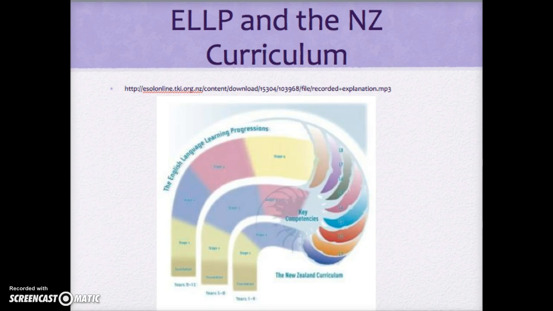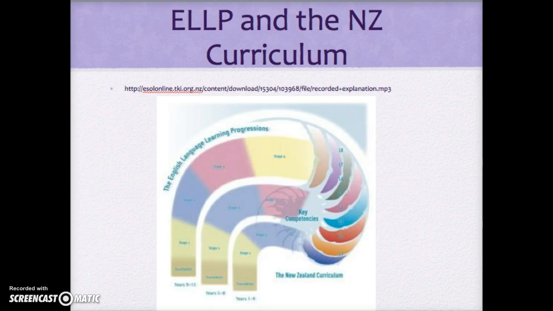Look at the bottom left-hand side of the diagram. You will see the stages of the English language learning progressions for different year band levels. That is, years 9 to 13, years 5 to 8, and years 1 to 4. One important message shown here is that the pathway towards appropriate curriculum levels for older learners may be significantly longer than for younger learners. However, we must also remember that not all learners will begin at foundation level, particularly if they have had previous instruction in English.